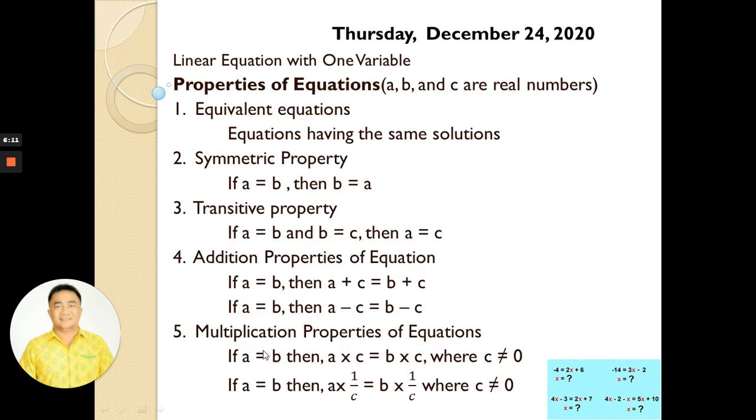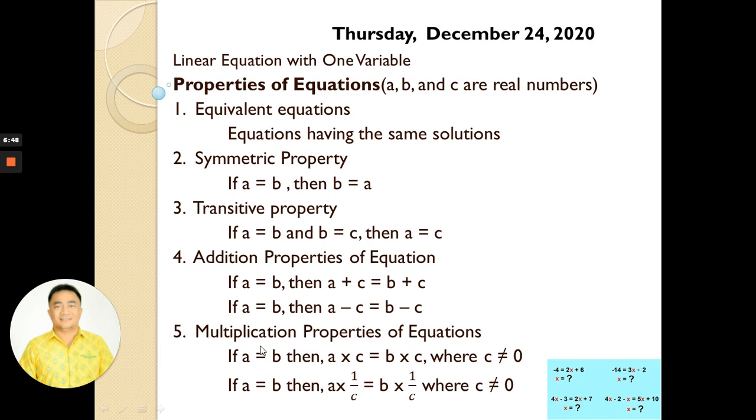Before we go to our example, we have first here the different properties of equation that we're going to remember or to study. The first one is equivalent equations. Similarly to what we have learned about ratio, they're equivalent. They have the same solution, they're equal to each other. That is why we call them equivalent equations, because their answers or the expressions themselves are the same.